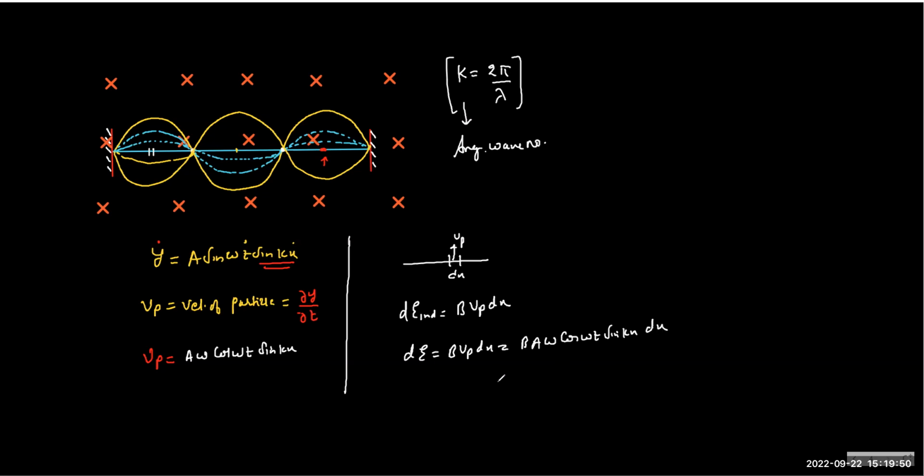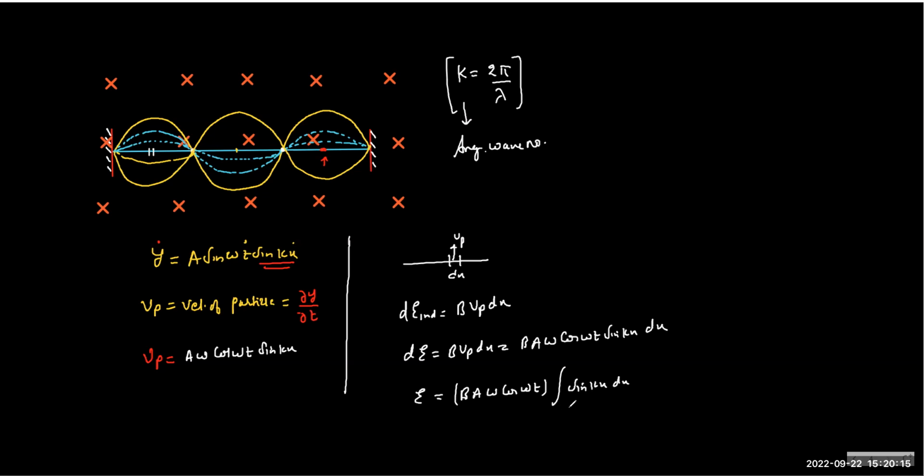And what we are bothered about is the net EMF for the entire string. It is B A omega, and we take cos omega t outside. Why? Because we want to know the answer at one instant. At one instant there is one velocity for every particle, so we just need to indicate the sine kx dx.